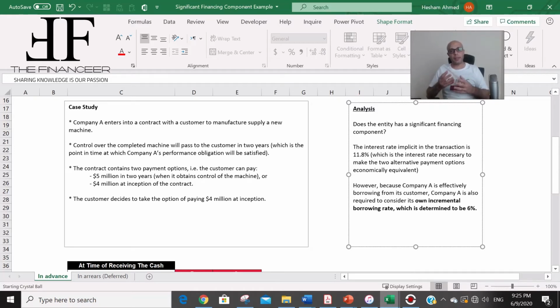So the company can say that, okay, if I'm going to the bank and getting a new loan, the bank is giving me the loan at 4%, 5%, for example. So this will be the incremental borrowing rate. This will be used in a contract where the customer is going to pay in advance. And in this case, the company determined the incremental borrowing rate to be 6%. And this is the rate that I'm going to use to do all of the accounting entries in this case.